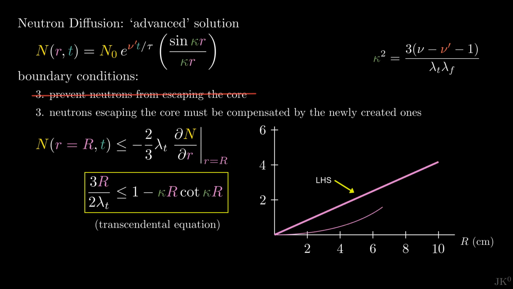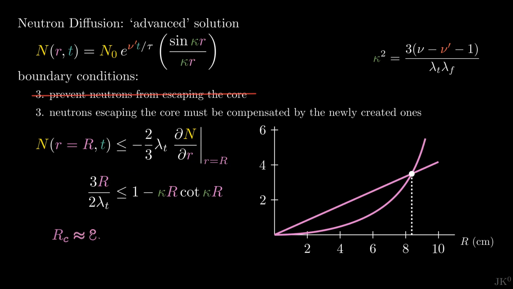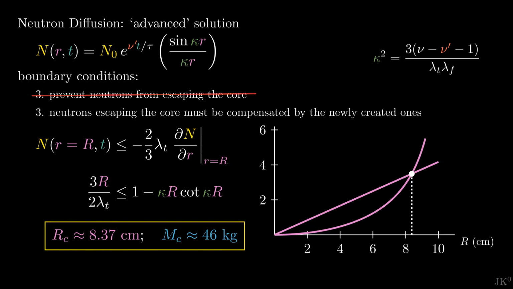For the right-hand side, you need to know the value of kappa, which again we have on the top right, and we set nu prime equals 0 because we're looking for the critical condition. And we will find that these two curves will cross each other for a radius close to 8.4 centimeters. And with this radius, you can calculate the volume, multiply by the density, and find that the critical mass is 46 kilograms. And here you can see the importance of this advanced solution.